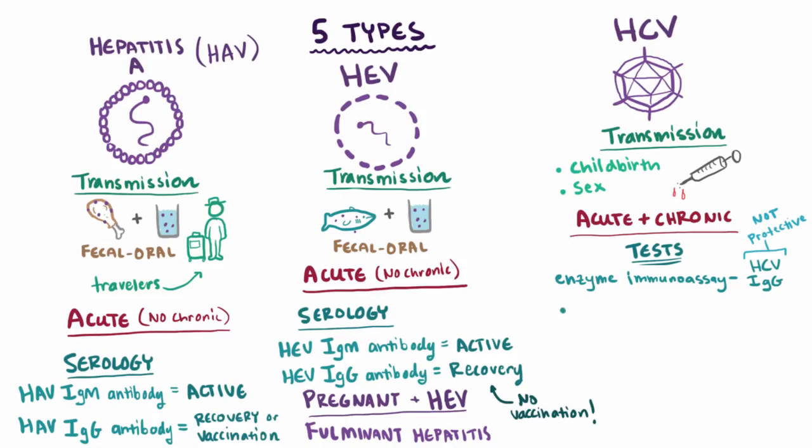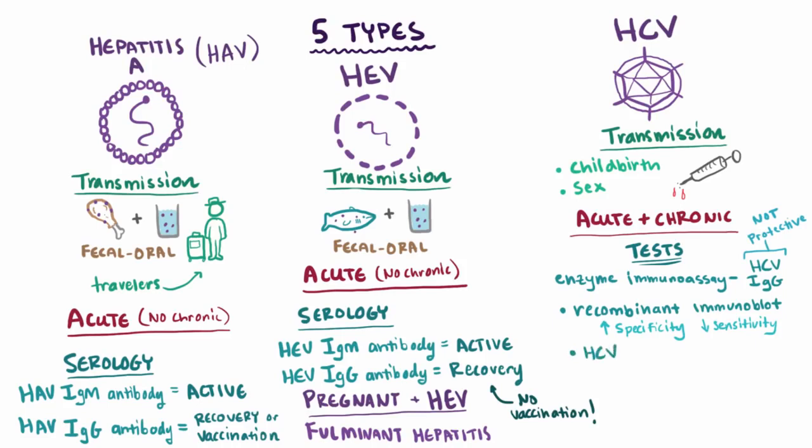To get more specific confirmation, you might use recombinant immunoblot assay, which helps confirm HCV. It's more specific but less sensitive than the immunoassay. Clinically, recombinant immunoblot assay doesn't provide much usefulness, and actually needs an additional supplemental test if it's positive.